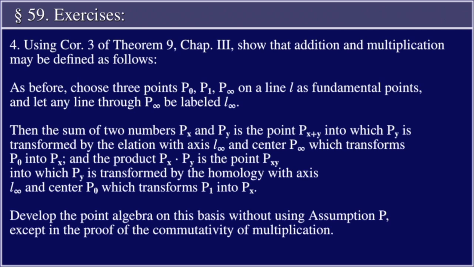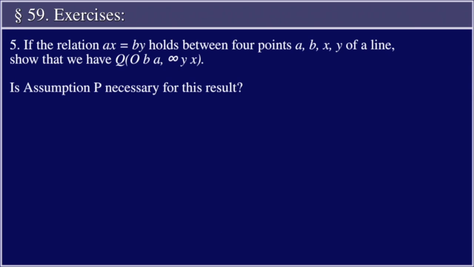Develop the point algebra on this basis without using assumption P, except in the proof of the commutativity of multiplication. 5. If the relation ax = by holds between 4 points a, b, x, y of a line, show that we have the quadrangular set Q(0, b, a; infinity, y, x). Is assumption P necessary for this result?